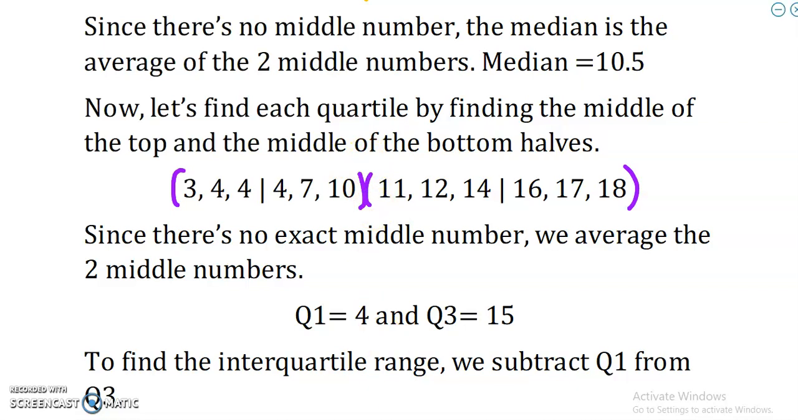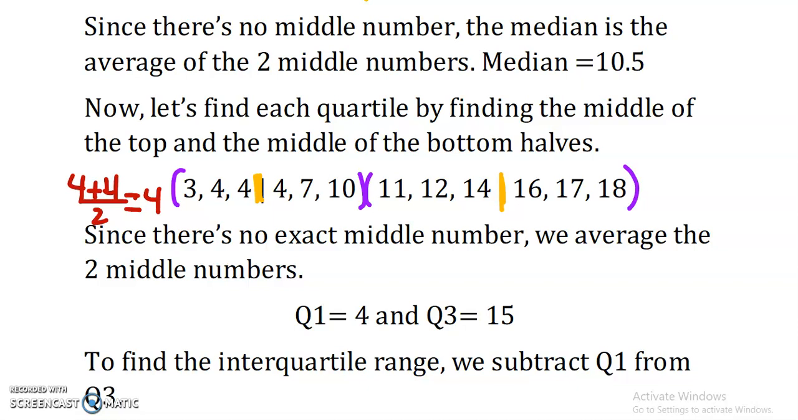And then to find our quartiles, we split these 2 halves in half. So we find that this is the halfway point of the lower, and this is the halfway point of the upper. And again, since there's no middle number, we average these 2. Well, what's 4 plus 4 divided by 2? Well, that's 8 divided by 2, which is 4, because 4 is exactly in between 4 and 4. That may not be super obvious, but that makes sense, right?